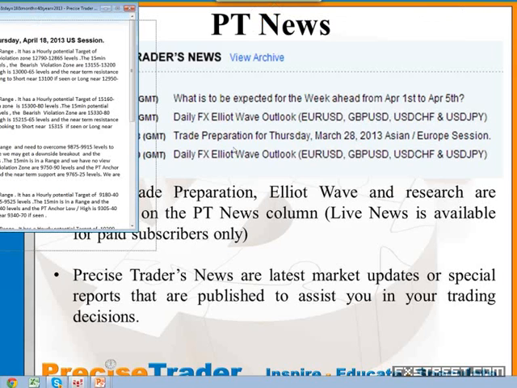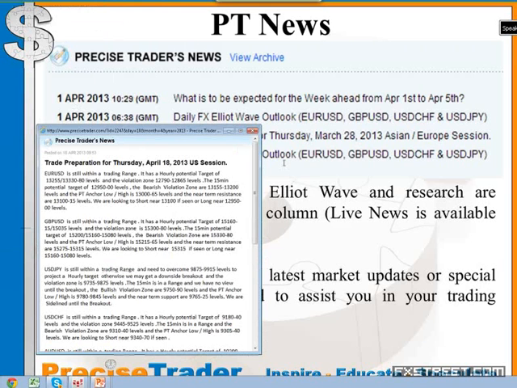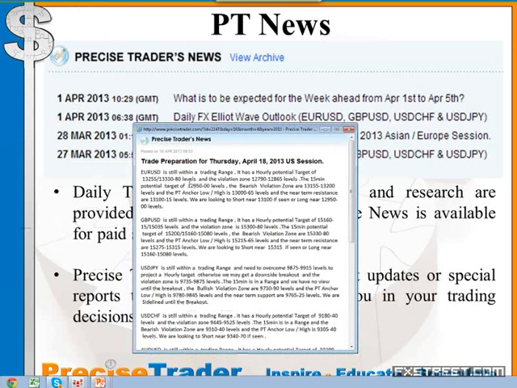I think you can see this, right? So in fact, this is where we put in, before the US session, for all the majors and minors. This is just a quick, brief description. Basically it tells us what is to be expected, or what can we expect.